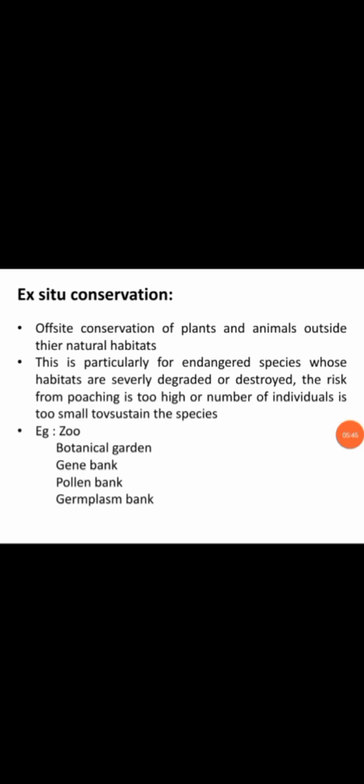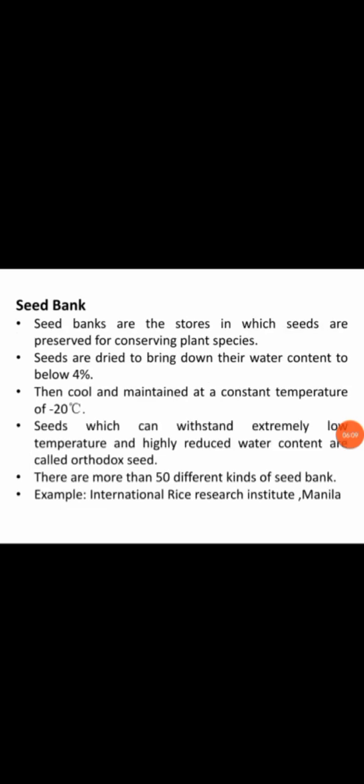Next, we are moving to ex situ conservation. Ex situ conservation means offsite conservation of plants and animals outside their natural habitats. This is particularly for endangered species, and examples are zoo, botanical garden, gene bank, pollen bank, germplasm bank, etc.